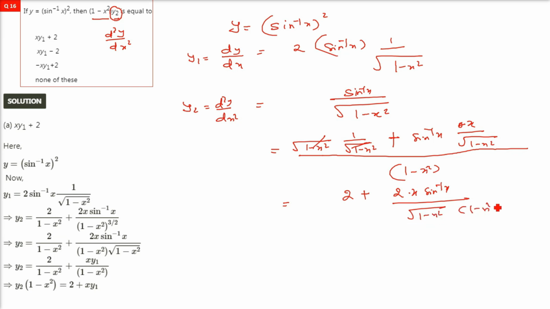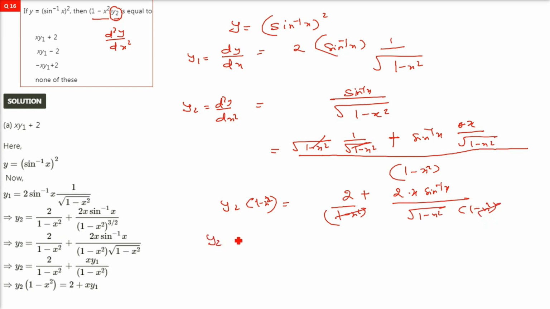And there is a 1 minus x square below the 2 also, because when you multiply 2 with 1, it will be 2, and the denominator has 1 minus x square already. So just put this 1 minus x square in the denominator. And we have 2 by 1 minus x square plus 2x into sine inverse x divided by under root 1 minus x square into 1 minus x square. So I am taking 1 minus x square everywhere for multiplication.